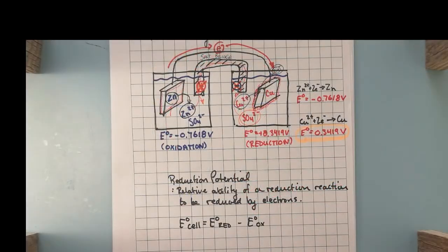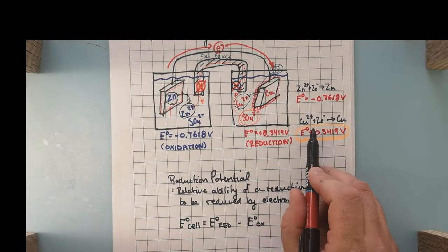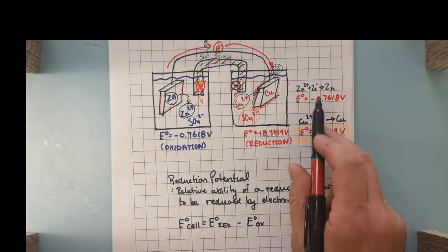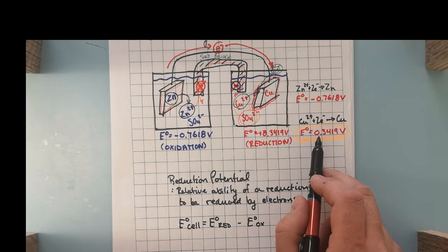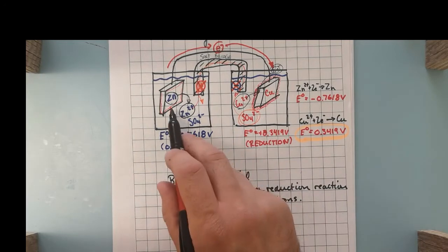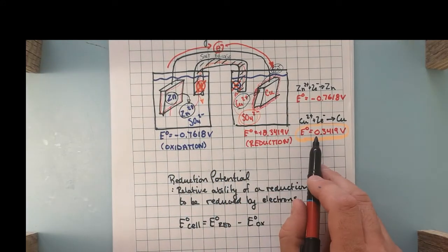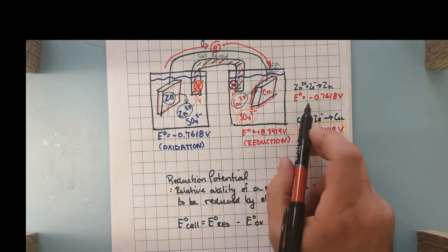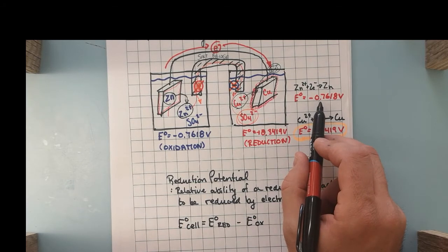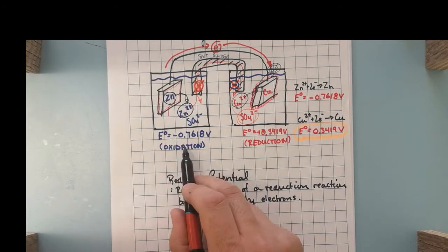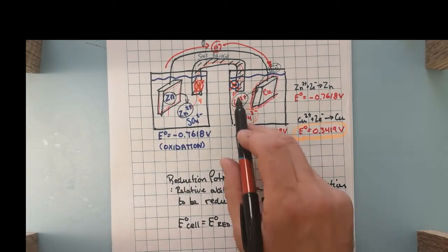So if you'll recall, copper has a greater reduction potential than zinc, which means that it is more attractive to electrons than zinc. It will strip zinc of its electrons and draw them towards itself and be reduced. Zinc with lesser reduction potential is more likely to be oxidized. So we have our oxidation half reaction, the zinc being oxidized, and our reduction half reaction.